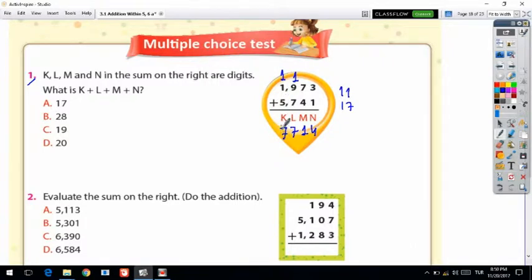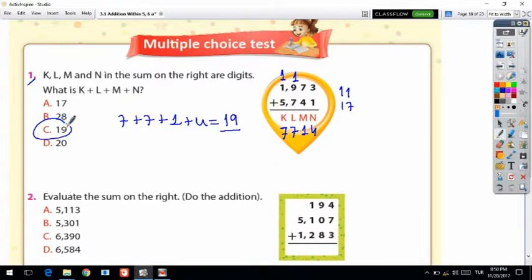So now K shows you 7, L shows you 7, M is 1 and N is 4. Now let's add them. 7 plus 7 plus 1 plus 4 is equal to 7 plus 7, 14, plus 1, 15. 15 plus 4 is equal to 19. The answer for you is C.